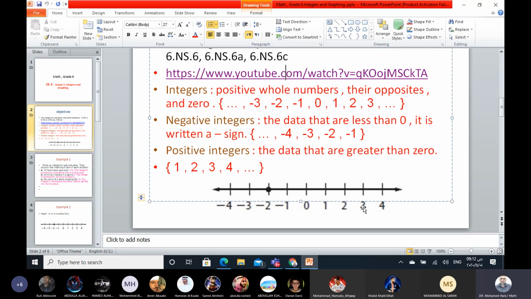So I can say 3 is greater than 1 on the positive side. But on the negative side, we have the opposite idea. When the distance increases, the value of the number decreases. So -1 is greater than -3, or -1 is greater than -2, or -1 is greater than -4, etc. Because on the negative side, when the distance increases, the value of the number decreases.